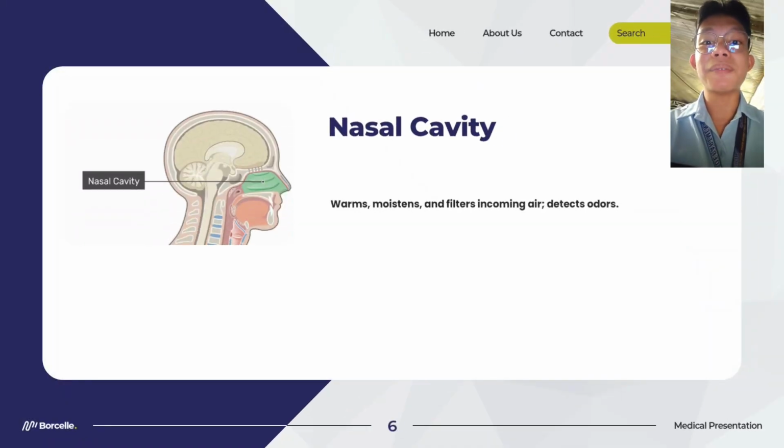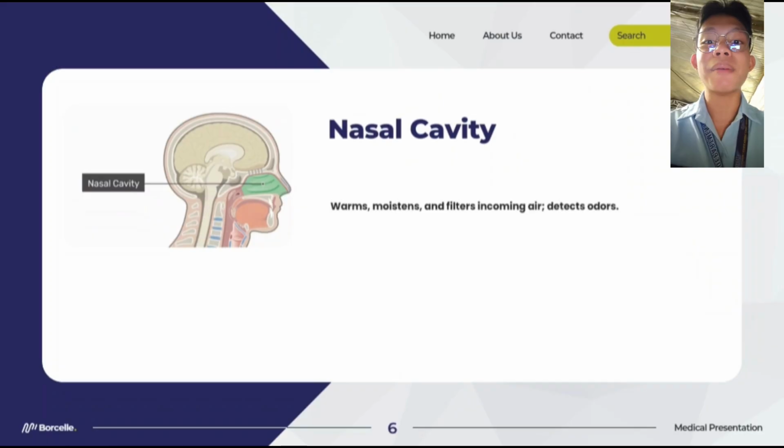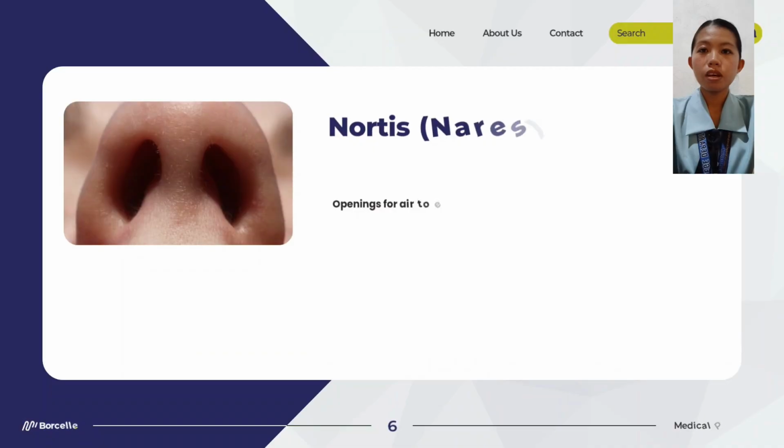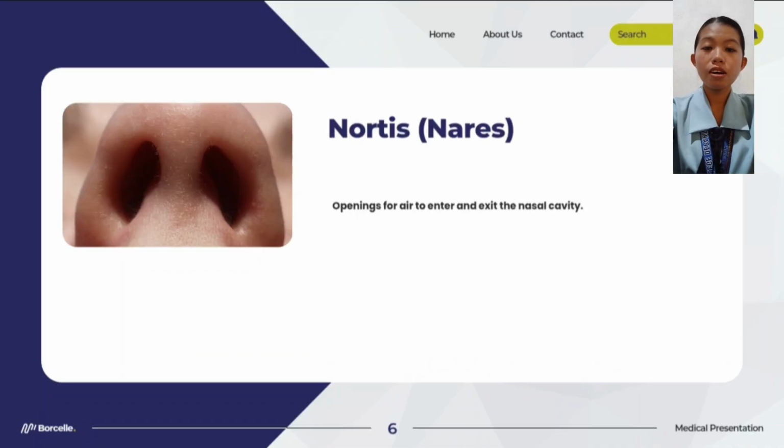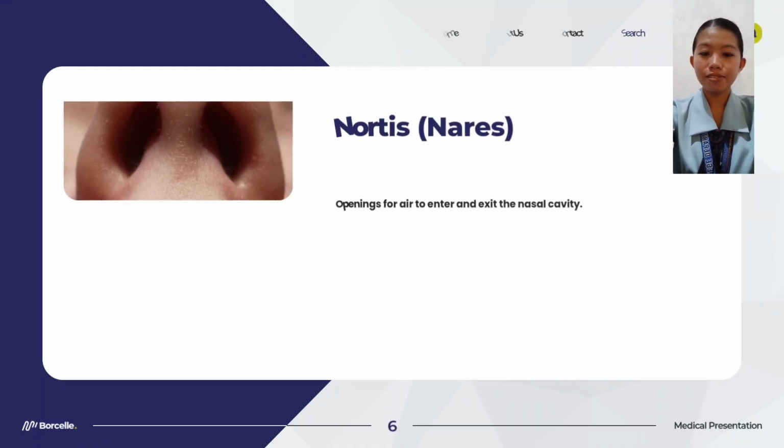So we will discuss the first part of the respiratory system, which is the nasal cavity. So what is the nasal cavity? It is the hollow space inside the nose and skull that is lined with mucous membrane. So what is the function of the nasal cavity? It warms, moistens, and filters incoming air, and detects odors. The nostrils or the nares are the external openings for air to enter and exit the nasal cavity.